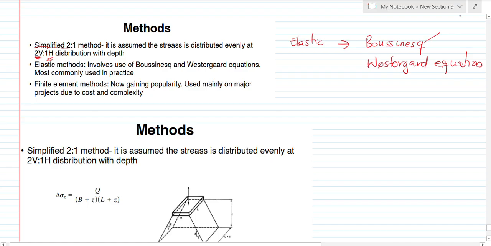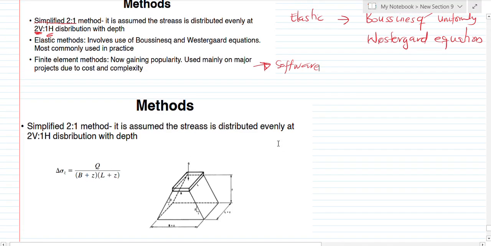Now, under the Boussinesq, we are going to look at the point load. We are going to look at uniformly loaded rectangular foundations and the rest. So that is what we are going to focus on. The finite element method is more of a computational analysis where we use software such as Plaxis and most FEM software. That one you use for your analysis.